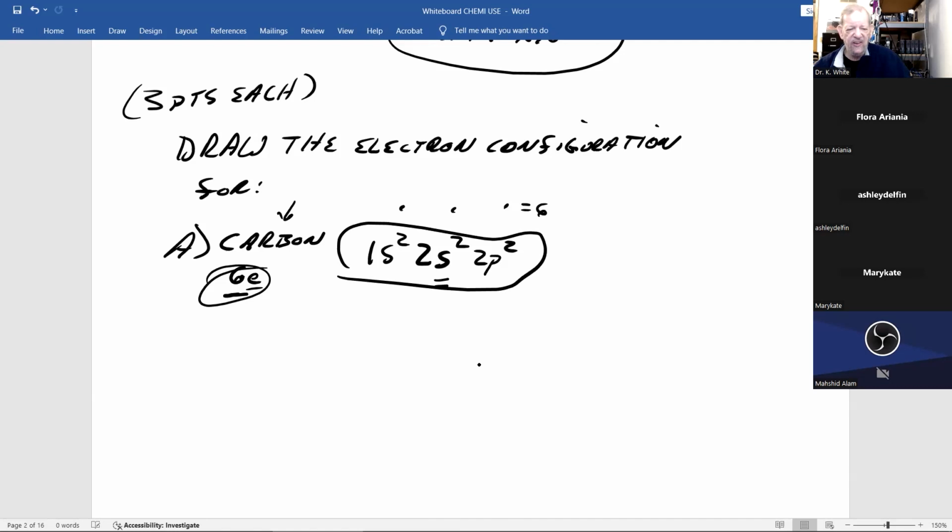Now, do you have to write this and this down? No. But I'm showing you the thought process. By you being able to see it, it helps you learn it better. And that's how you do the electron configuration.